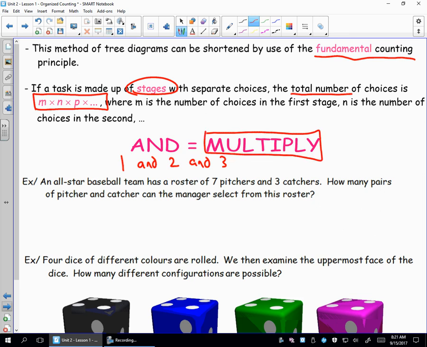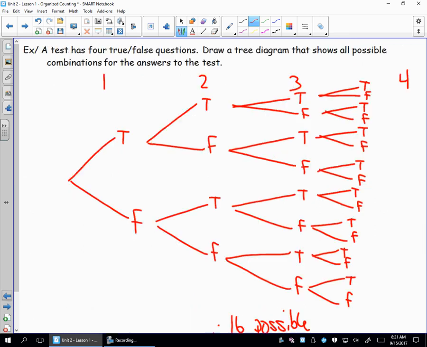So if we go to the previous one for just a second here, how many choices do we have at stage 1? We had 2, true or false. Stage 2, 2, true or false. Stage 3, true or false. Stage 4, true or false. And if I multiply those all together, I end up with 16.